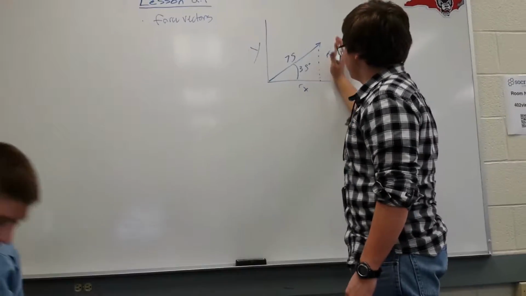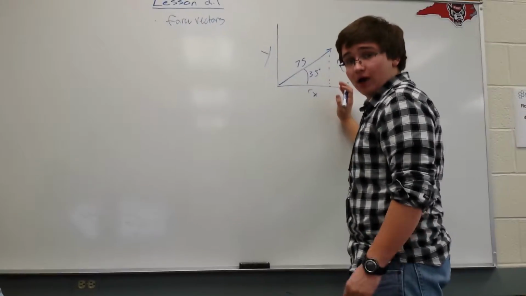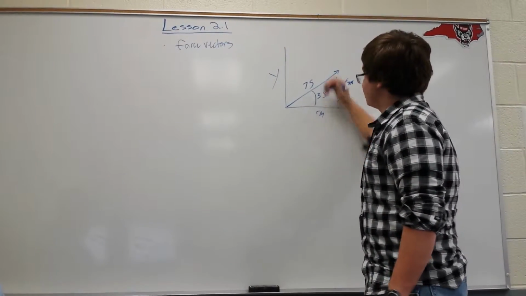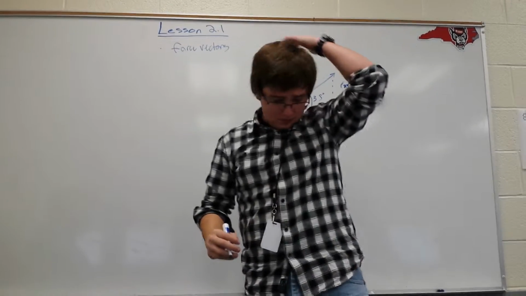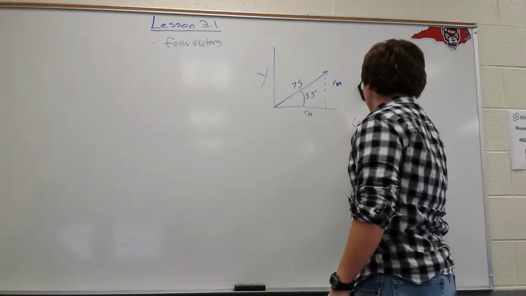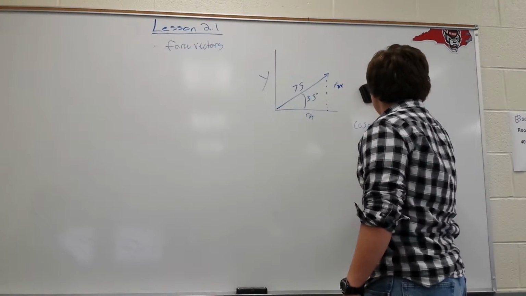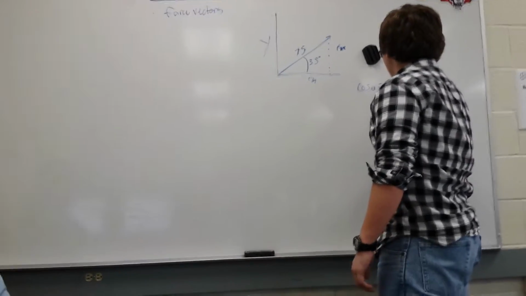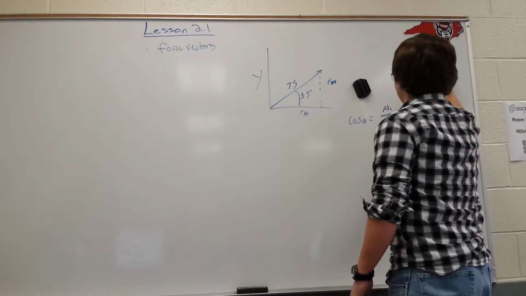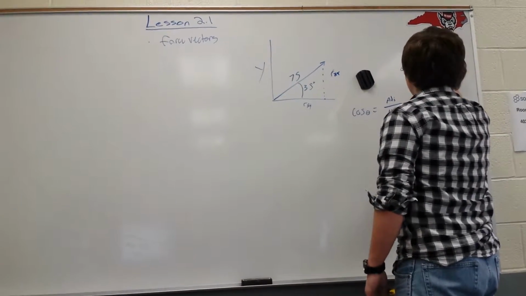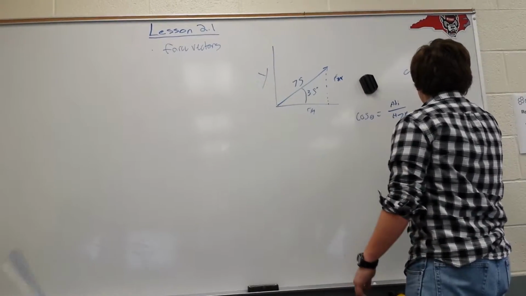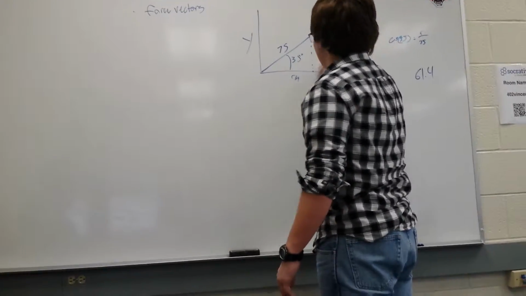This is the distance away from the object, and then Fy is for the momentum. So cosine equals adjacent over hypotenuse. When you throw everything in, cosine 35, and then adjacent x over 75. Once you solve it all out, all you have to do is multiply each other together, and you get 61.4.